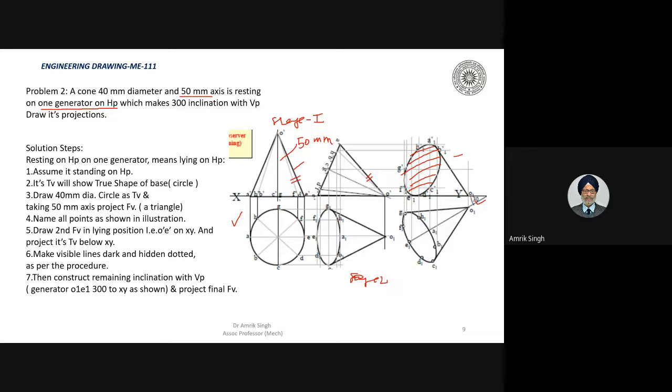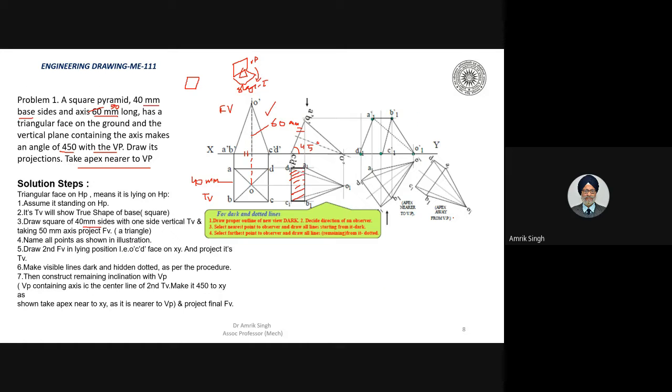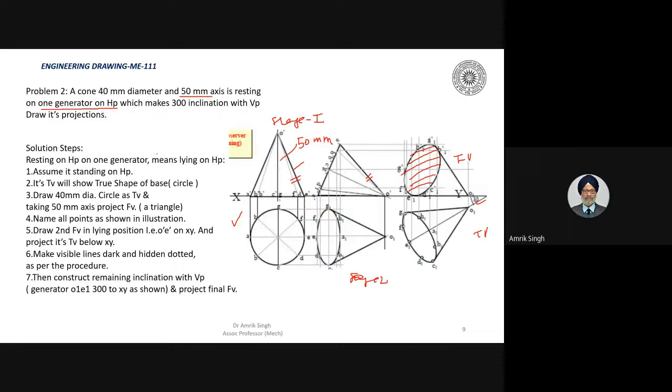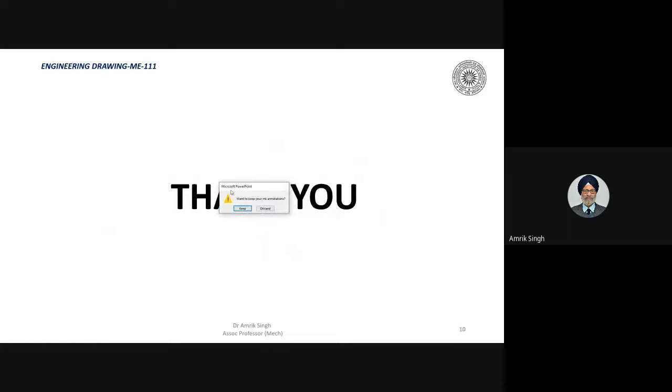ठीक है, और इस पॉइंट को ऊपर ले गए तो इसको आपने ज्वाइन कर दिया. So this will become the front view and this will be the top. Okay, similarly here this will become the front view and this will become the top view. तो आपने ये दो प्रॉब्लम्स को बना के सबमिट करना है. ठीक है, तो thank you very much.